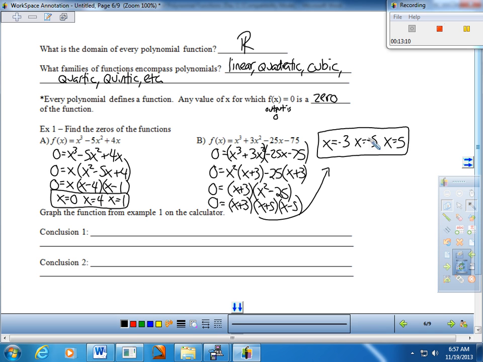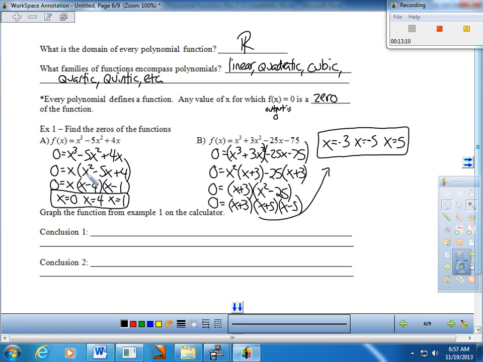Sorry for repeating myself on this end, but just remember what that means is if I put negative 3 back in for x, it would make the output 0. Negative 5 in for x makes the output 0, and 5 in for x makes the output 0. Those are the 3 zeros of the function. Excellent. All right, so a couple of conclusions to be drawn here. We're going to graph momentarily, but I think I can do the conclusion number 1 without the graphing piece. So I guess the connection to be made, and we'll be making it a lot in the near future, is seeing the connection between factors and zeros.